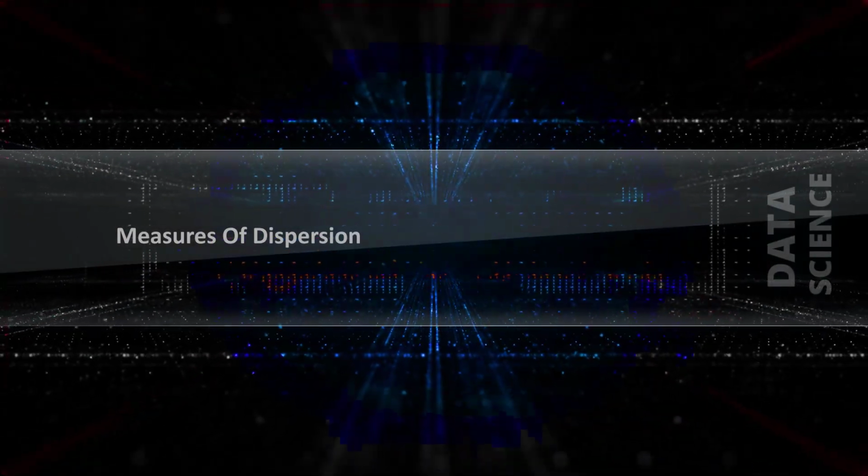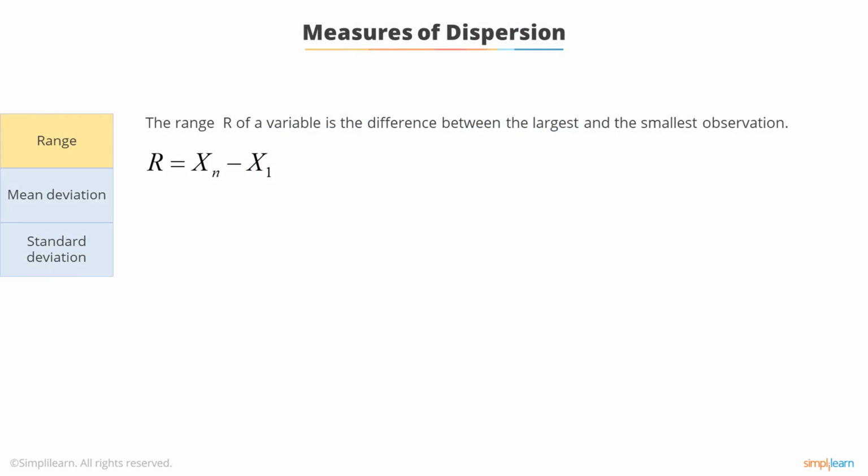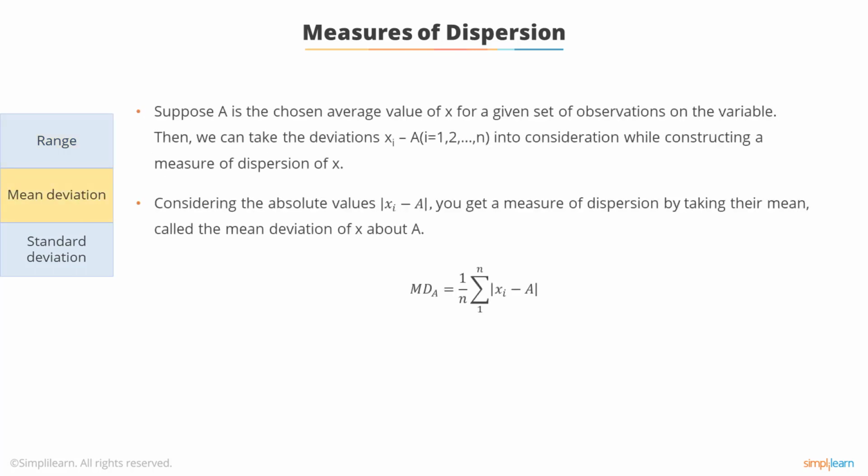Measures of dispersion. The range R of a variable is the difference between the largest and the smallest observations, so x sub n, the highest value, minus x sub 1, the smallest value. Now let's suppose a is the chosen average value of x for a given set of observations on the variable, and we could take the deviations x sub i minus a for all i from 1 through n into consideration while constructing a measure of dispersion of x. Then let's consider the absolute values, |x sub i minus a|, and you get this measure of dispersion by taking their mean, called the mean deviation of x about a. As you can see below, it's computed as 1 over n times the sum of all absolute values of x sub i minus a.